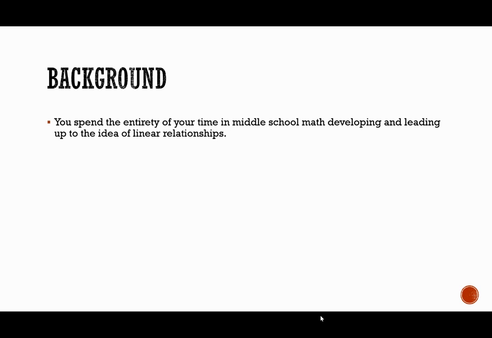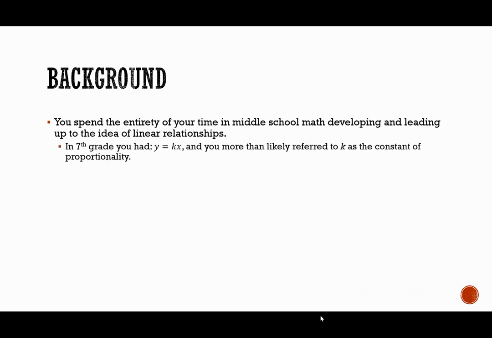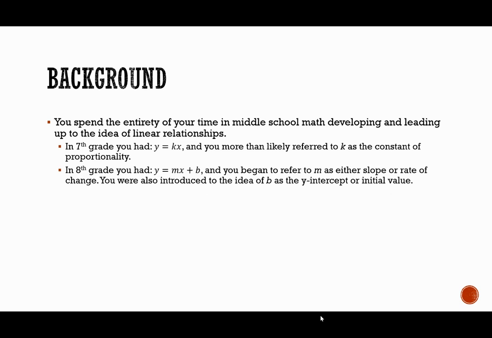You spend almost your entire time in middle school developing and leading up to the idea of linear relationships. In seventh grade, you're presented with y equals k times x, and you probably heard the vocabulary term constant of proportionality thrown around. Then in eighth grade, you're introduced to y equals mx plus b, and you call m slope or rate of change, and you're introduced to b, and you call that y-intercept or initial value.